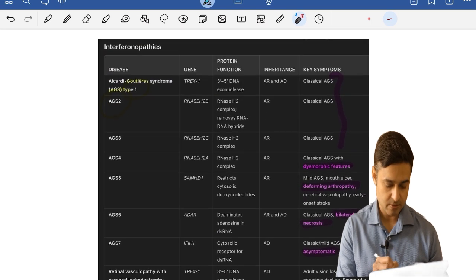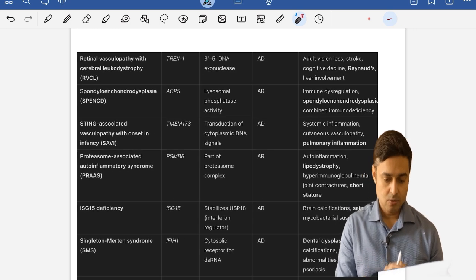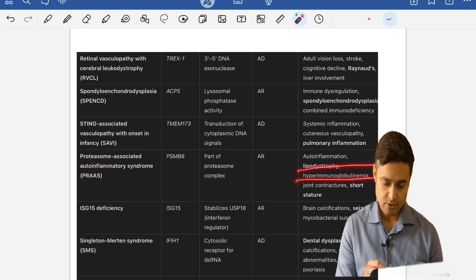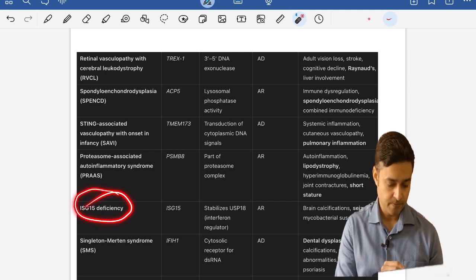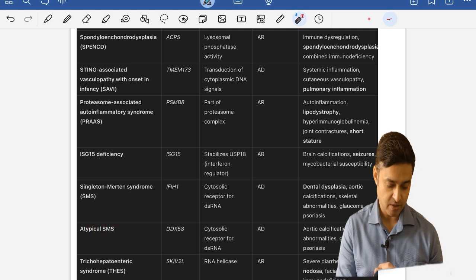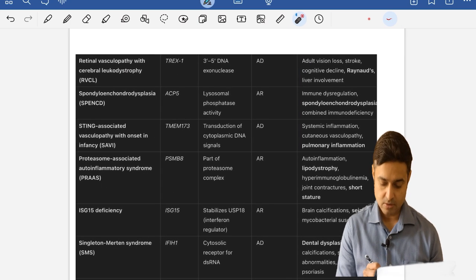These are important. So the next part of this table, we have seen SAVI, proteasome associated autoinflammatory syndrome. Some more syndromes are there. So lipodystrophy, hypergammaglobulinemia. We have seen ISG15 deficiency. This is seizure, mycobacterial susceptibility. We have seen SMS, dental dysplasia, aortic calcification. We have seen atypical SMS, which is DDX-AD, aortic calcification. We have seen THES, severe diarrhea, and trichorrhexis nodosa.